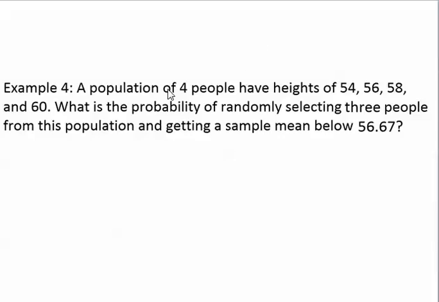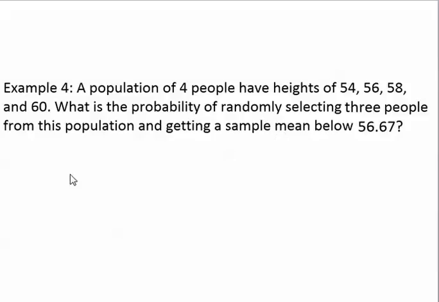Here's another example. In this example, we have the same population of 4 people with the same 4 heights. And in this question, we want to find the probability of randomly selecting 3 people from the population and getting a sample mean below 56.67.